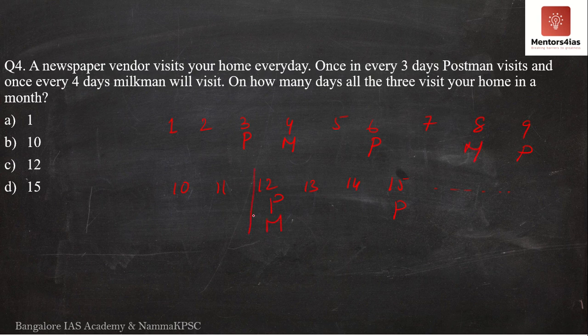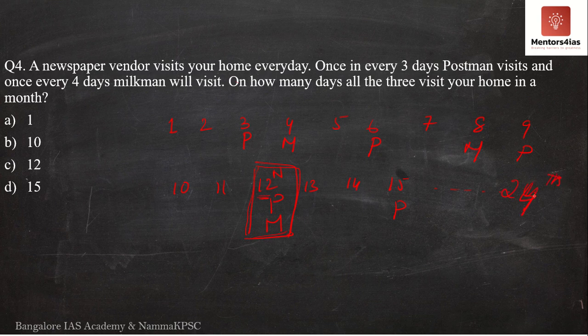Now check here. On 12th, milkman is visiting, postman is visiting, obviously the newspaper vendor is also visiting. So 12th, for the first time, all the 3 persons are visiting on the same day. So the question is asking on how many days all the 3 will visit your home in a month. They will all visit on the same day once every 12 days. So if it is a month, they will visit on the same day on 12th, and the next time on 24th.